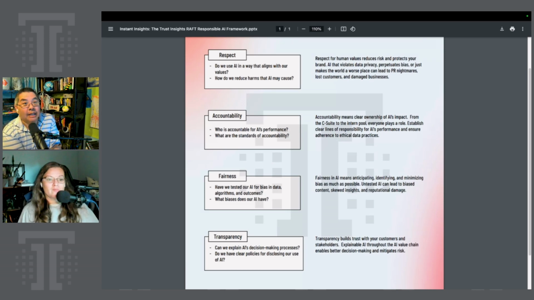Honestly, in the AI space, there are so many companies that really are just a UI and a wrapper on someone else's model. It's basically just a glorified agent, if you will. And so, yeah, there's a lot of things when you look particularly at that first section of the RAFT framework on respect, in terms of how do you reduce the harms that AI may cause. People are actually going in the opposite direction on that.